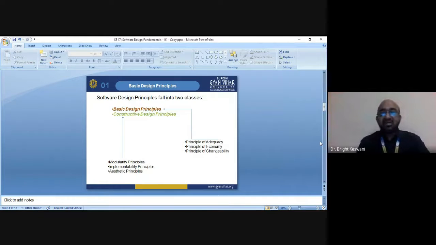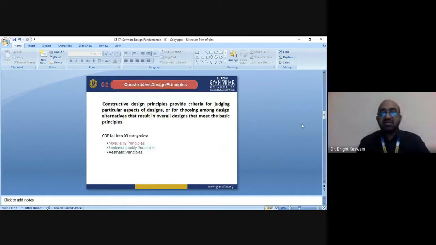The second agenda is about constructive design principles. What are the constructive design principles? Constructive design principles provide criteria for judging particular aspects of designs, or for choosing among design alternatives, that result in overall designs that meet the basic principles.